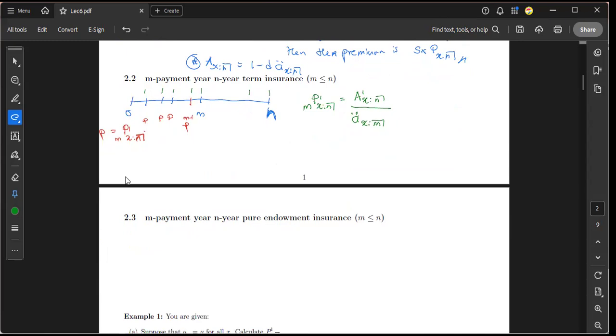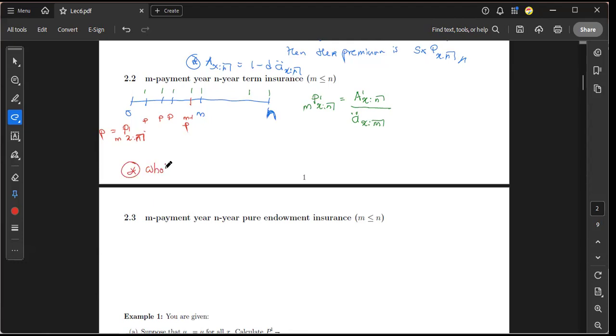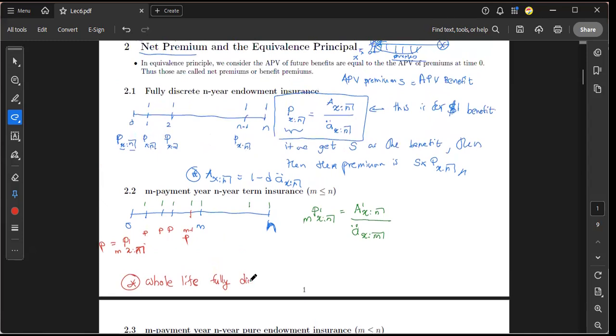And suppose we have a whole life. For an example, if we have a fully discrete whole life, then the premium should be whole life, and the benefit present value is A_X. The premium present value is simply ä_X. So that's how it works.